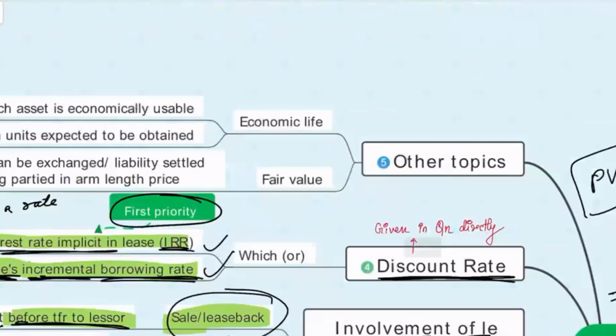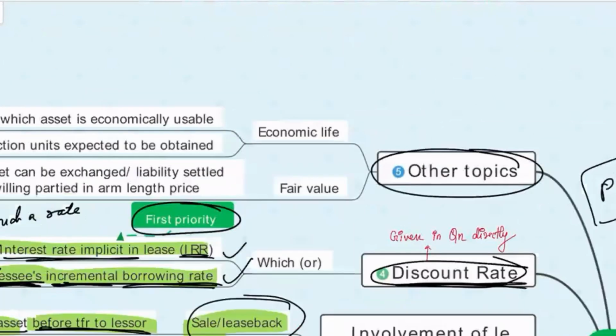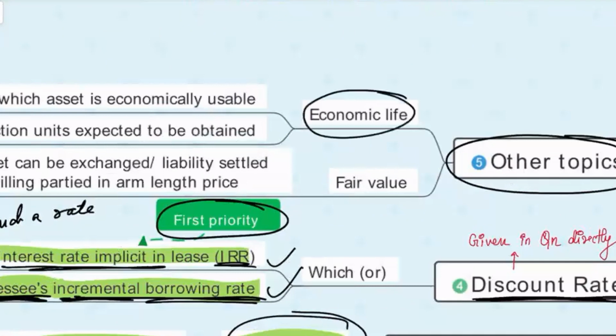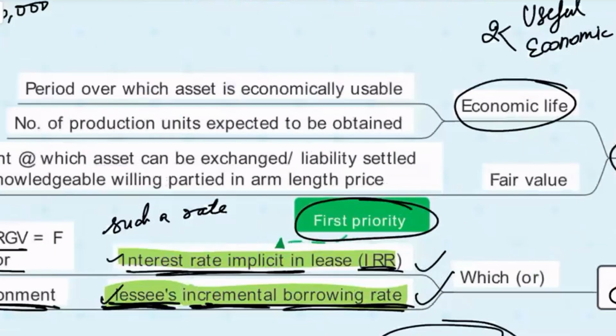Okay. Then, talking about the other topics, what we are left to understand are two terms which you will usually see in the question. One is useful life and the other one is economic life. So first let's understand what is economic life. Economic life is a period over which an asset is economically usable. Economically usable means you will be able to generate benefit out of it.